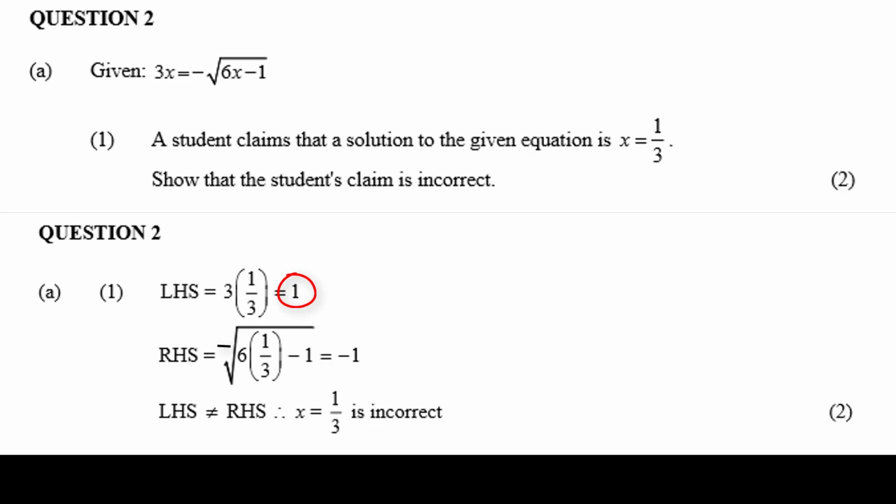The right-hand side equals minus the square root of 6 times 1 over 3 minus 1 equals minus 1. Therefore, the left-hand side does not equal the right-hand side, and clearly x equal to 1 over 3 is not a solution.